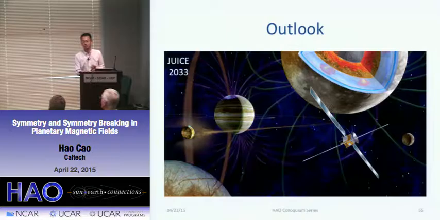And JUICE, the ESA JUICE mission, in 2033, can measure the magnetic field and the gravity of Ganymede, the only moon that actually has a large-scale magnetic field. So I think there's quite a good opportunity for studying magnetic fields and internal dynamics. And thank you.